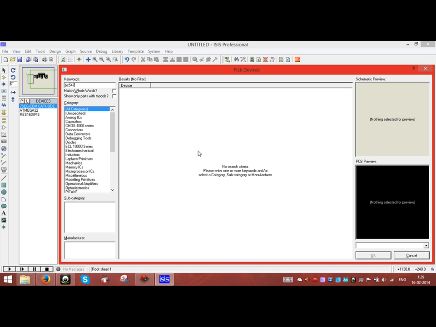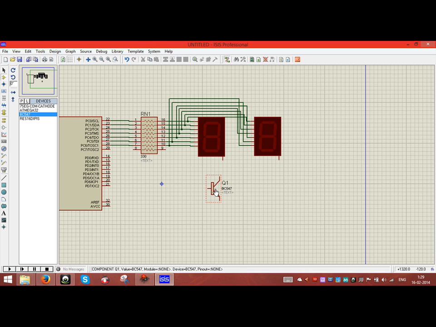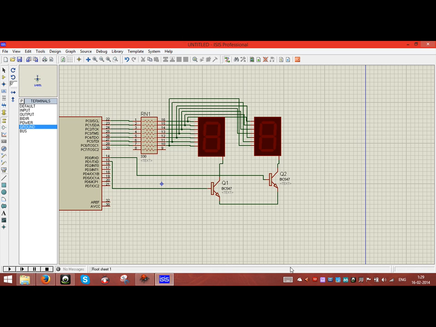BC547, to control one and another one. So I'll have the controlling pin over here and then to the cathode. The collector is given to the cathode and the base is connected to the microcontroller pin. The emitter is actually shorted out and then connected to the ground.